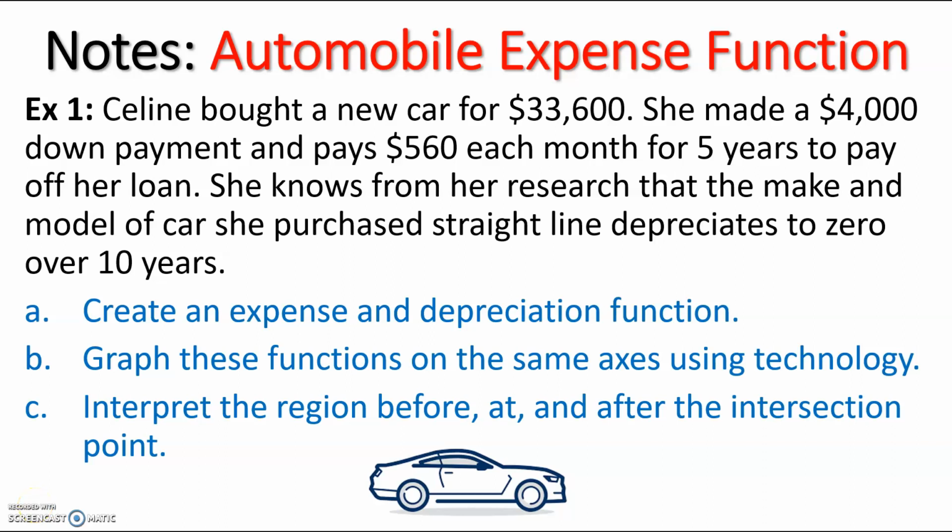The focus of this video lesson is the automobile expense function. Example 1. Celine bought a new car for $33,600. She made a $4,000 down payment and pays $560 each month for 5 years to pay off her loan.